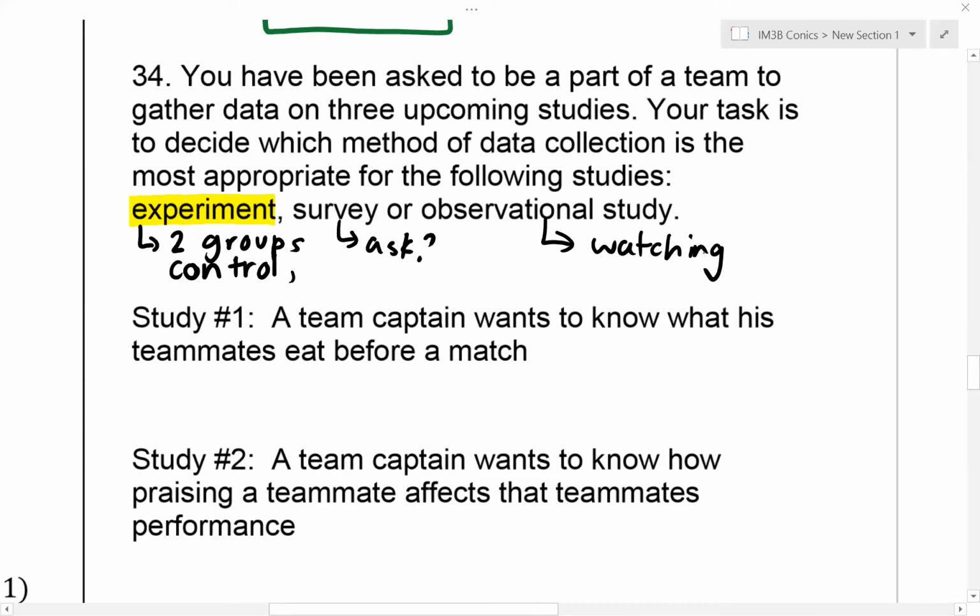And so team captain wants to know what his teammates eat before a match. That would be best found using a survey. So just by asking them is the best way to figure out what they ate.